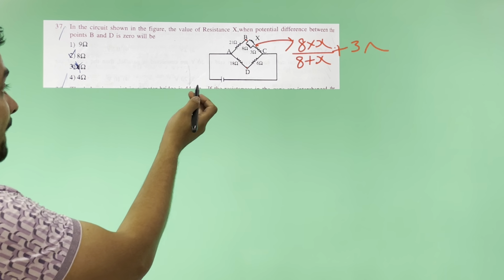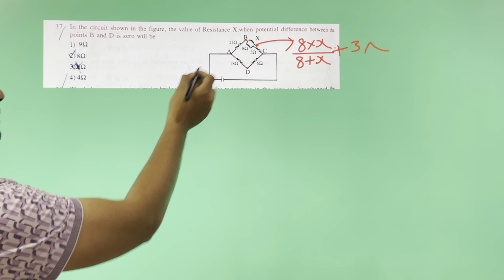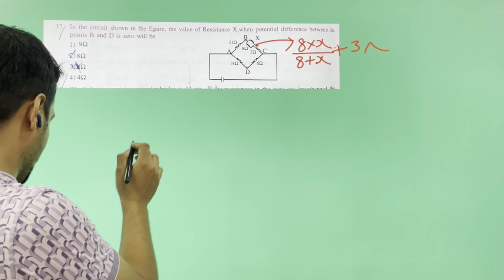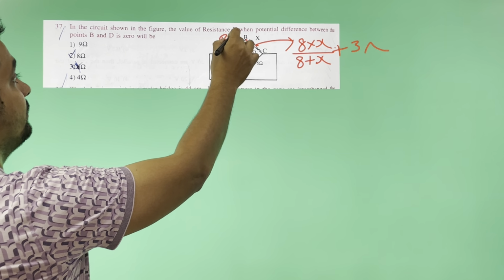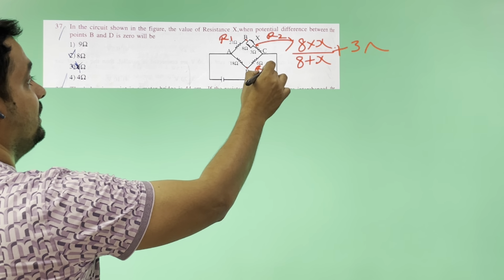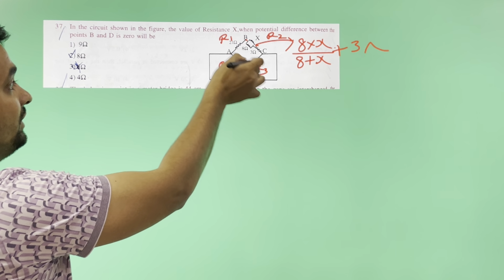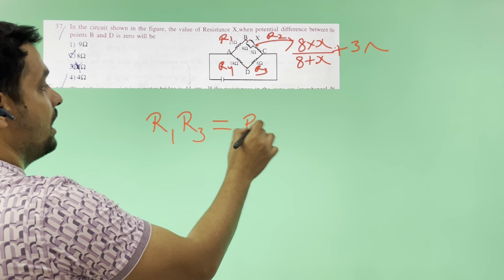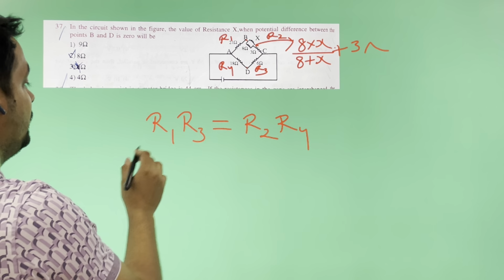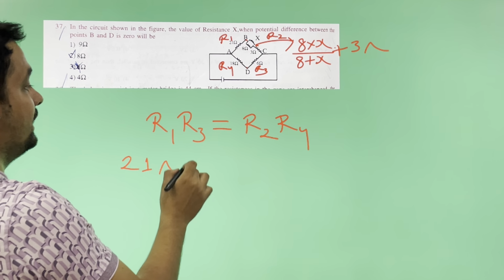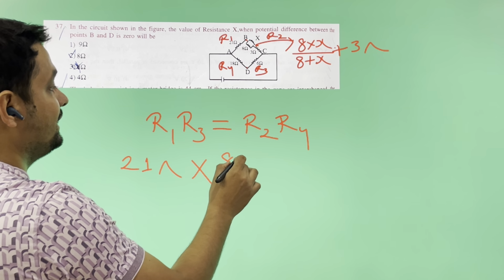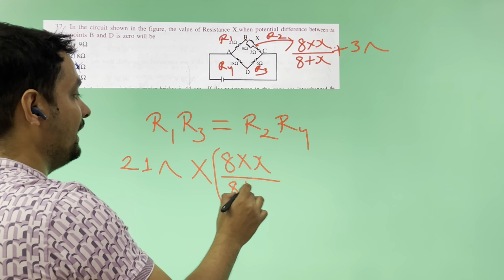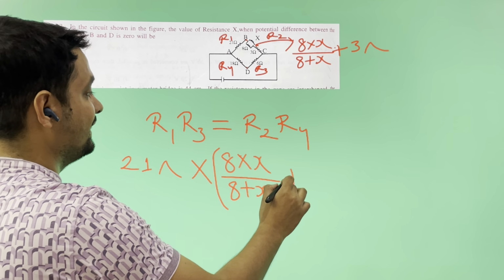Now as it is a balanced Wheatstone bridge, we have to take the balanced Wheatstone bridge condition. What is that condition? Like this is R1, this is R2, this is R3, then R4. The condition for a balanced Wheatstone bridge is R1 R3 equals R2 R4. So R1 is 21 ohm into this value, that is 8 into X divided by 8 plus X plus 3.